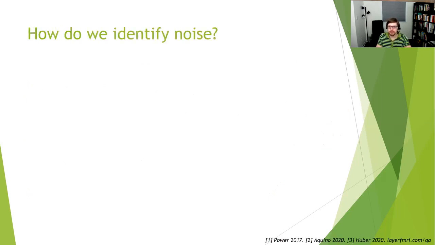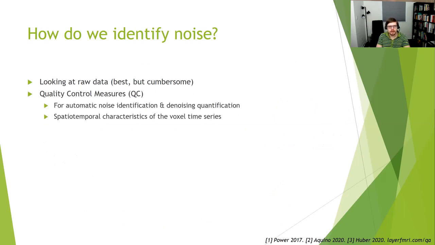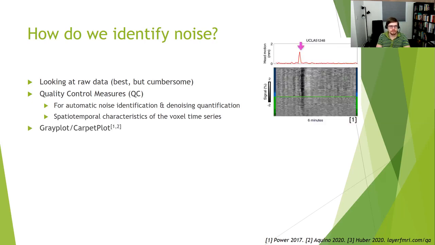How do we identify noise? You've seen one example now, just by looking at the raw data, movies of the behaving brain. This is probably the best way to look at noise and identify it, but it's cumbersome. So in practice, we rely on quality control measures to automate this process and to quantify denoising performance. For example, we can look at spatial temporal characteristics of the voxel time series. Is there any frequency that is suspicious, or any regions that are typical for noise, like the ventricles we've seen?